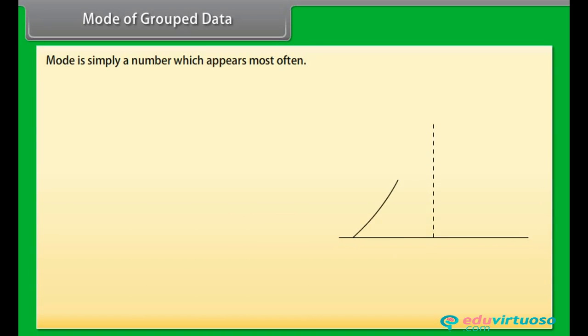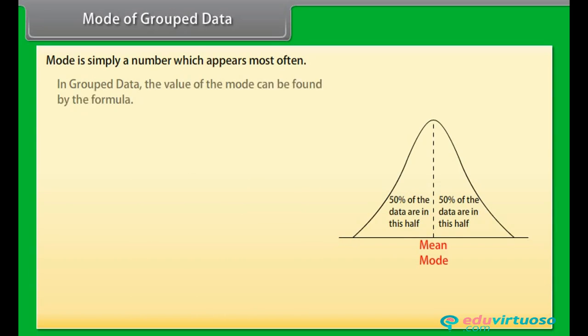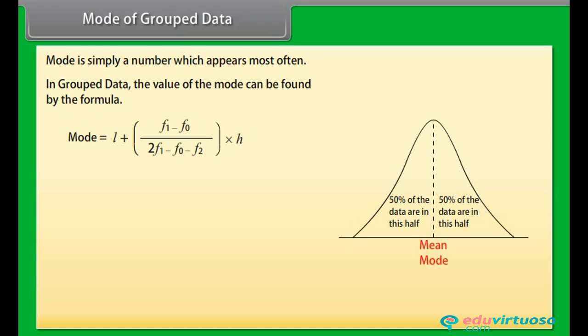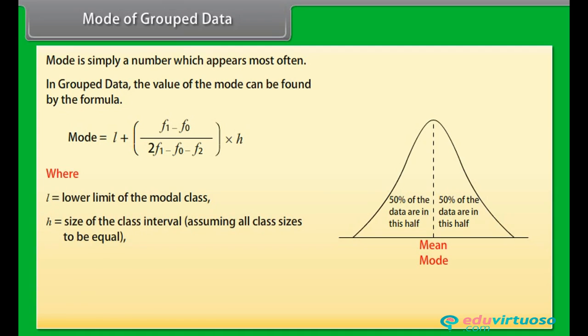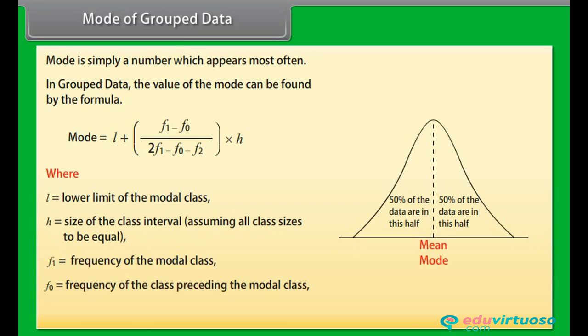Mode of grouped data. Mode is simply a number which appears most often. In grouped data, the value of the mode can be found by the formula as given below: L plus F1 minus F0 divided by 2F1 minus F0 minus F2, multiplied by H, where L is equal to the lower limit of the modal class, H is equal to the size of the class interval, assuming all class sizes to be equal, F1 equals frequency of the modal class, F0 is equal to frequency of the class preceding the modal class, and F2 is equal to frequency of the class succeeding the modal class.